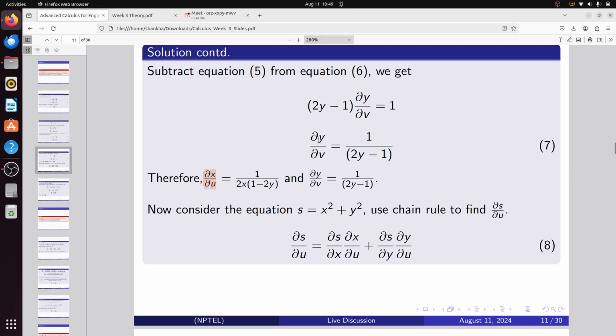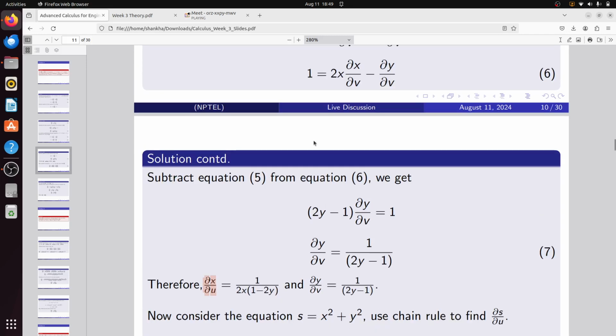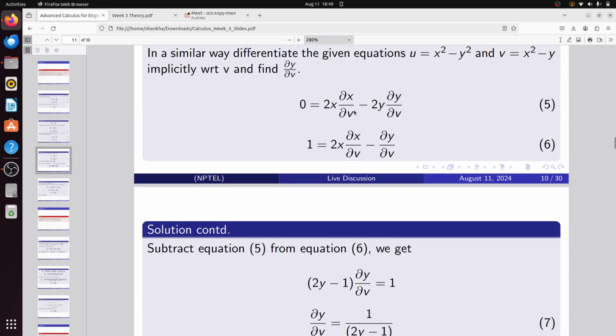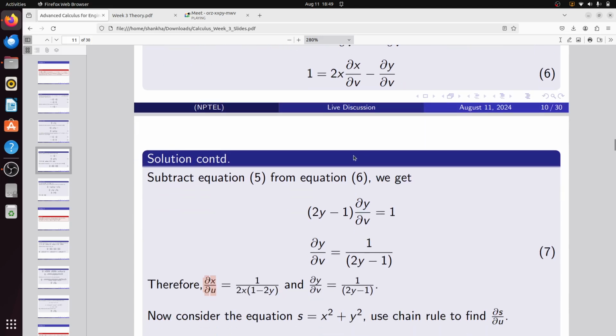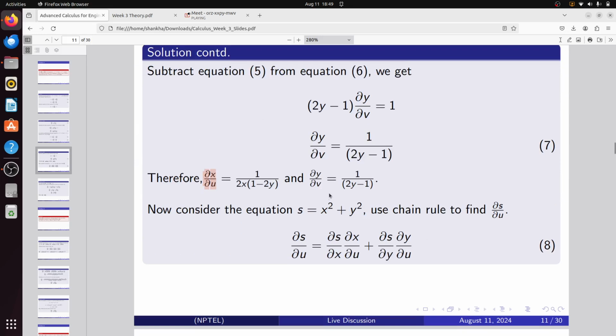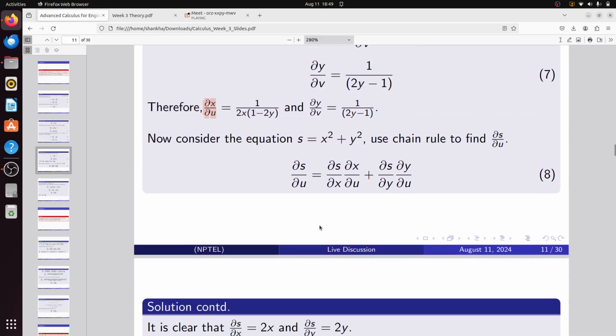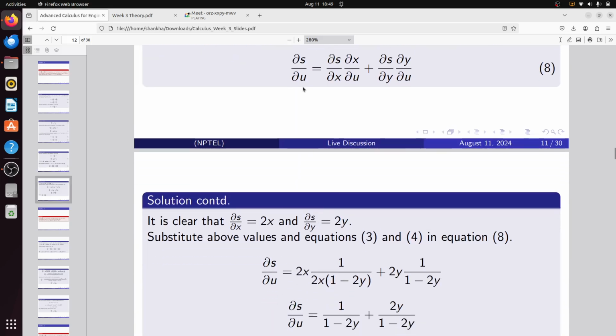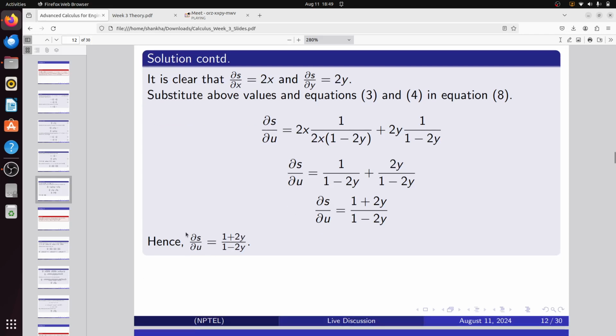Now from here you can actually determine del x del v. How will you determine it? You have the expression for del y del v. You put del y del v in either of the two equations, and you will get del x del v. Am I clear? So now you have just used the chain rule, and you can simply determine that del s del u equal to del s del x into del x del u. This is just an application of the chain rule. You can determine del s del u to be 1 plus 2y by 1 minus 2y. Okay, is it clear?